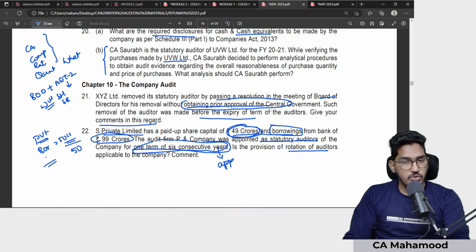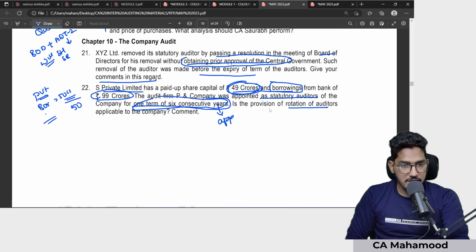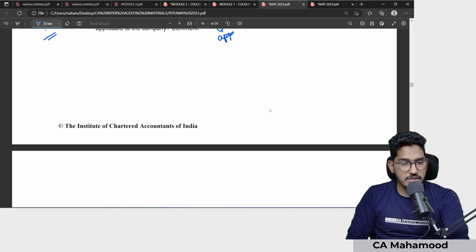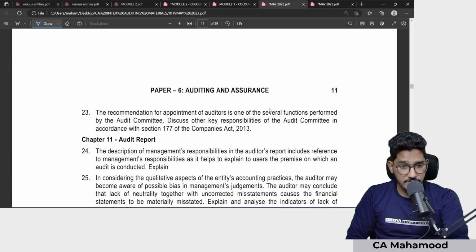And the question they are asking is rotation applicable? Yes, rotation is applicable because the condition regarding borrowings has been satisfied.